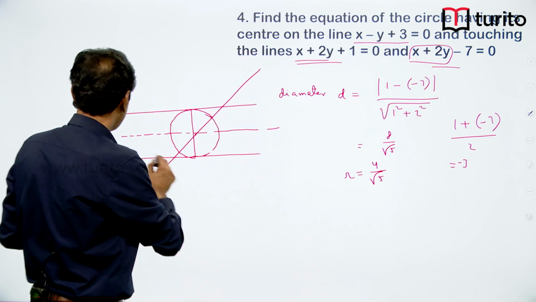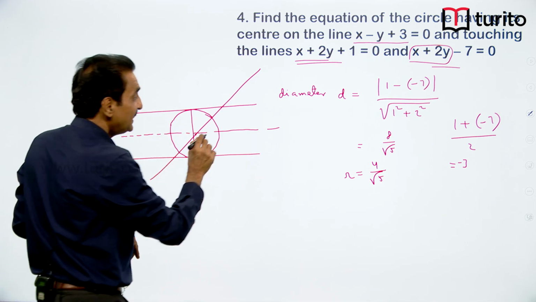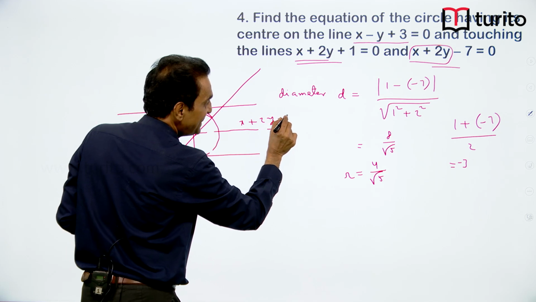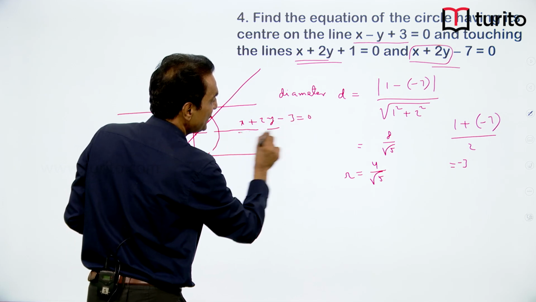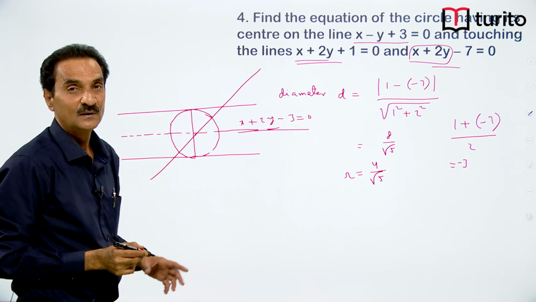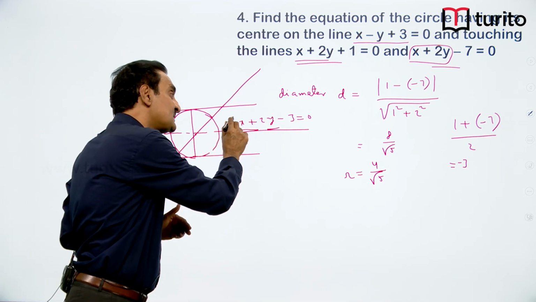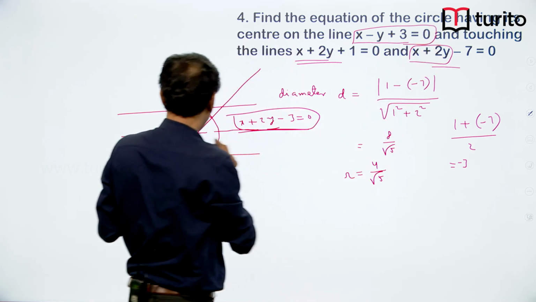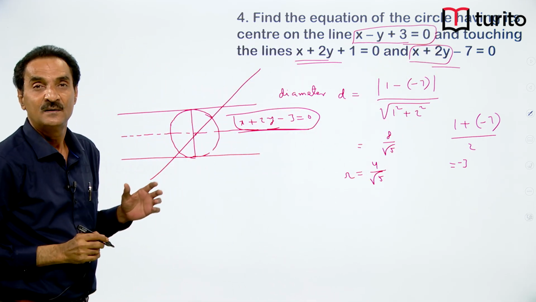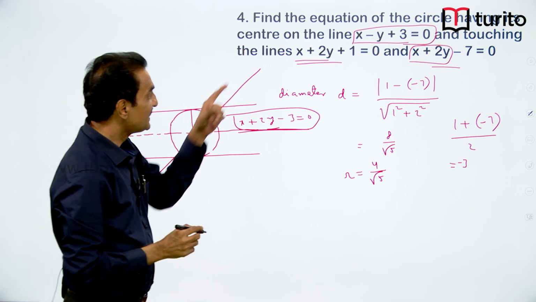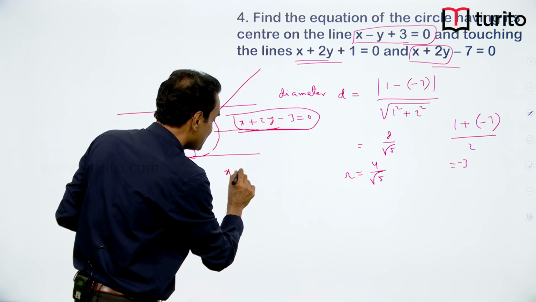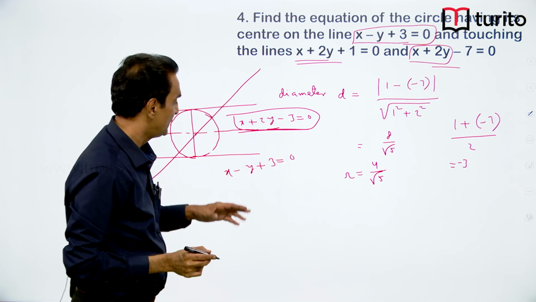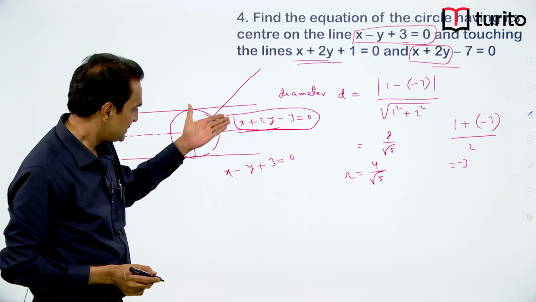So, what is the equation of this middle line? x plus 2y minus 3 is equal to 0. Now, solving this equation and this equation, we get the center. So, what is that line? x minus y plus 3 is equal to 0. How to solve? Just directly subtract.